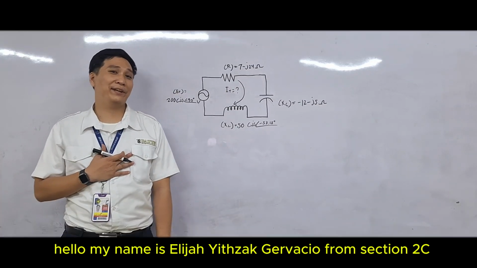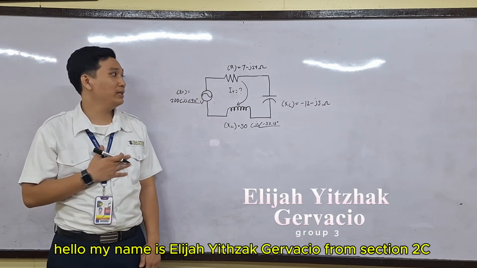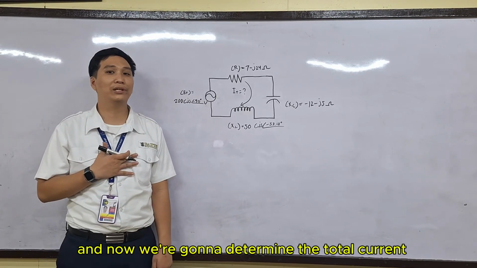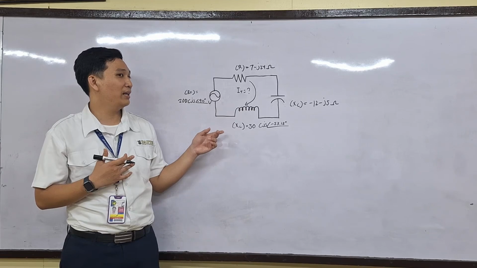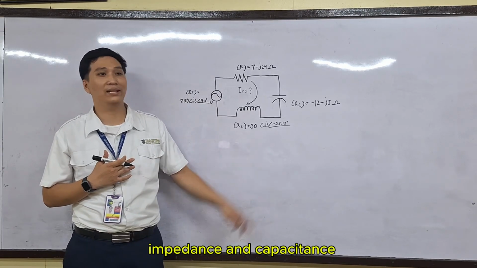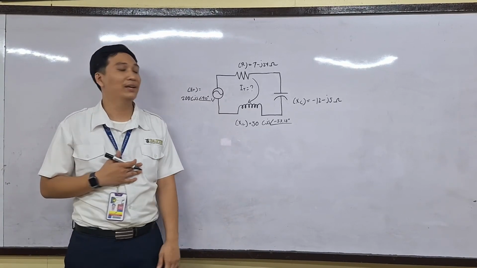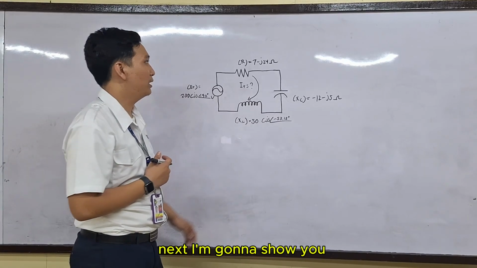Hello, my name is Elijah Bashara from Section 2C, and now we're going to determine the total current in an RLC circuit for the resistance, impedance, and capacitance. Next, I'm going to show you the given.